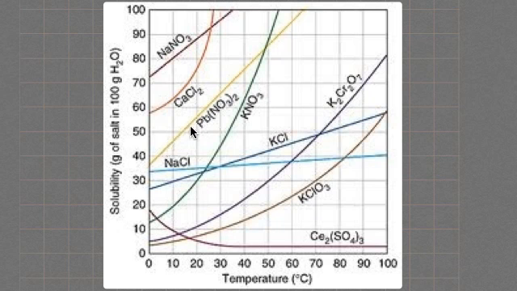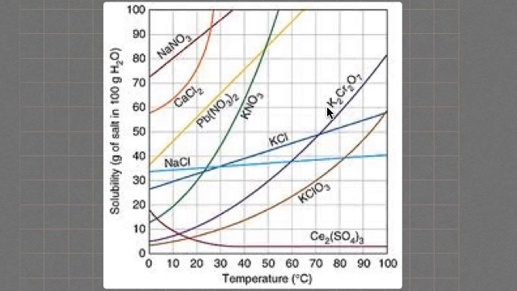Or if I wanted to dissolve more lead nitrate, what if I wanted to dissolve 70 grams of lead nitrate in 100 grams of water? I follow the axis down and find the water would need to be at least about 34, 35 degrees Celsius.